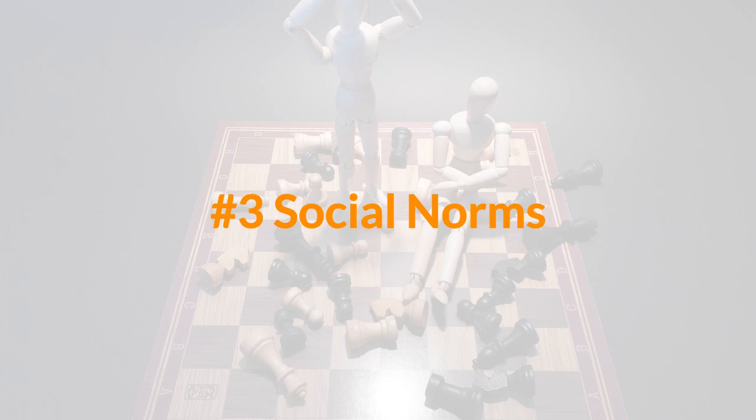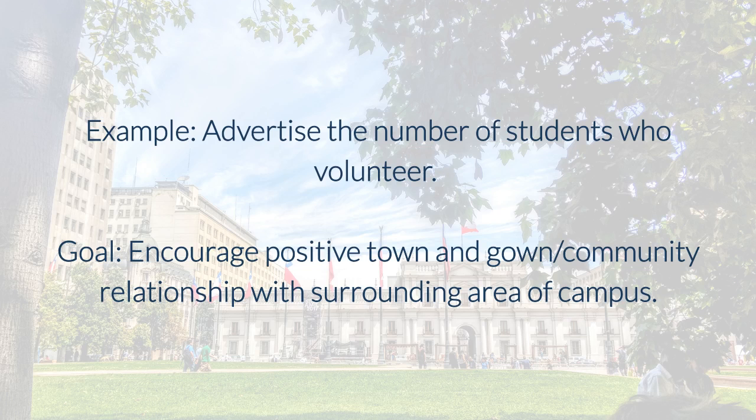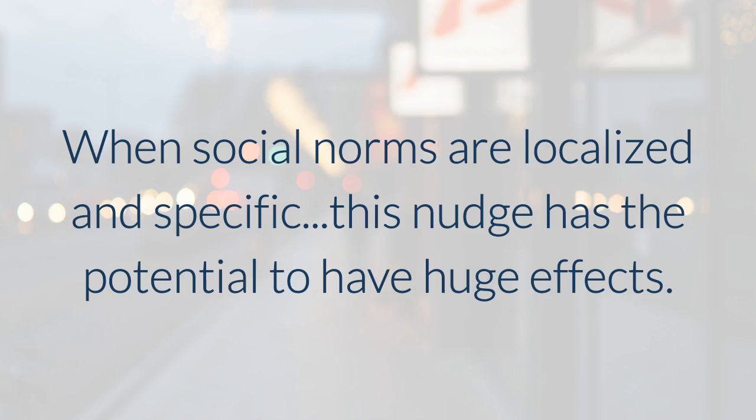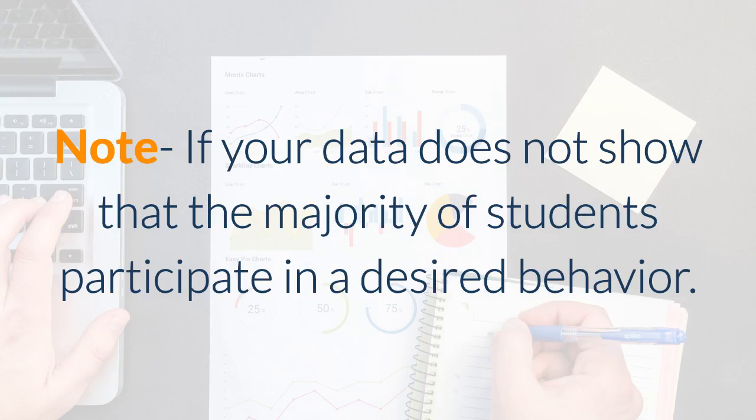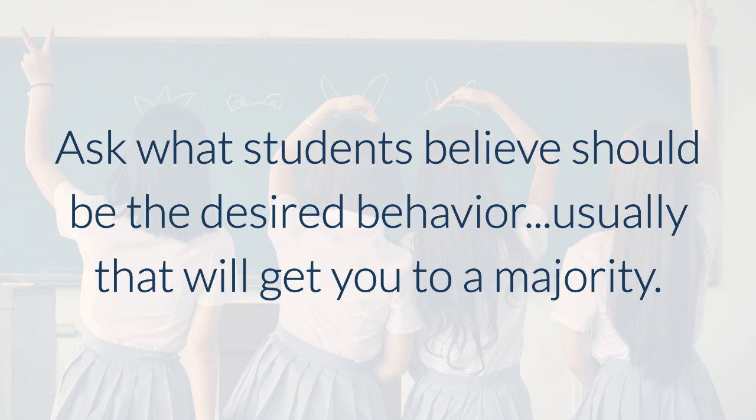Number 3, social norms. Example, advertise the number of students who volunteer with the goal of encouraging positive town and gown community relationships with the surrounding area of campus. When social norms are localized and specific, this nudge has the potential to have huge effects. So, what happens if your data doesn't show that the majority of students participate in a desired behavior? If this is your case, you can ask students what they believe should be the desired behavior. Usually that will get you to the majority.